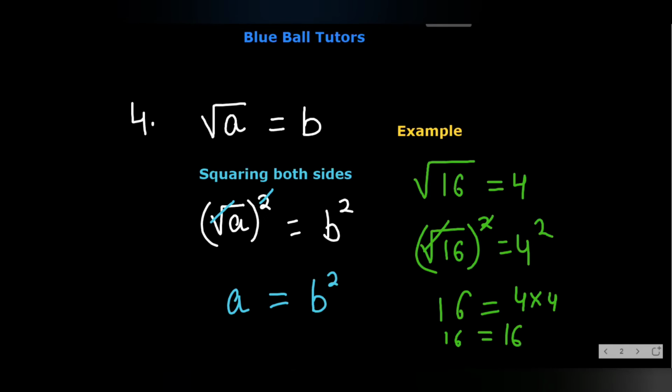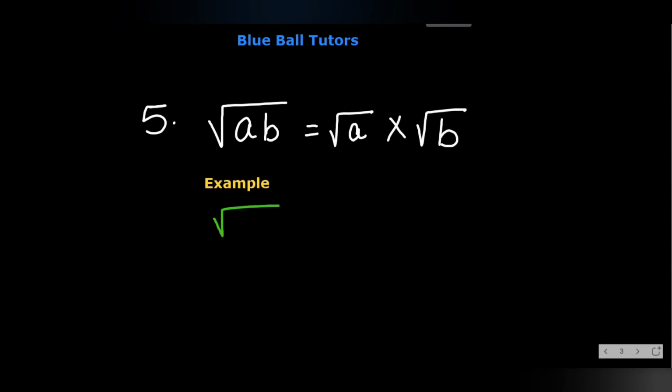So now let's see the next important point while doing square root. This is related to the distributive property of square root. If you are having square root of a multiplied by b, you can distribute it as square root of a multiplied by square root of b.